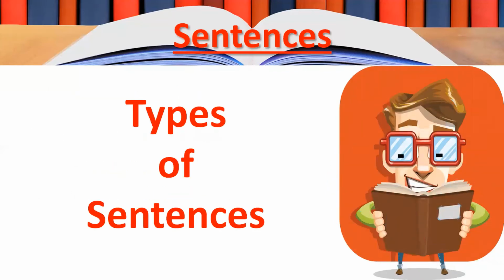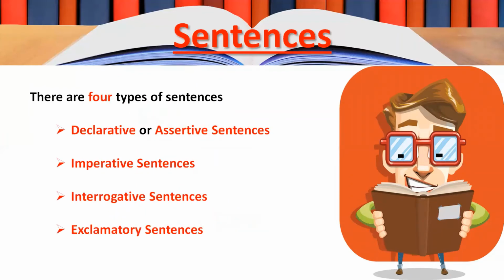Let us see now the different types of sentences. There are 4 types of sentences: declarative, or you can also call it assertive sentence, imperative sentences, interrogative sentences, and exclamatory sentences.